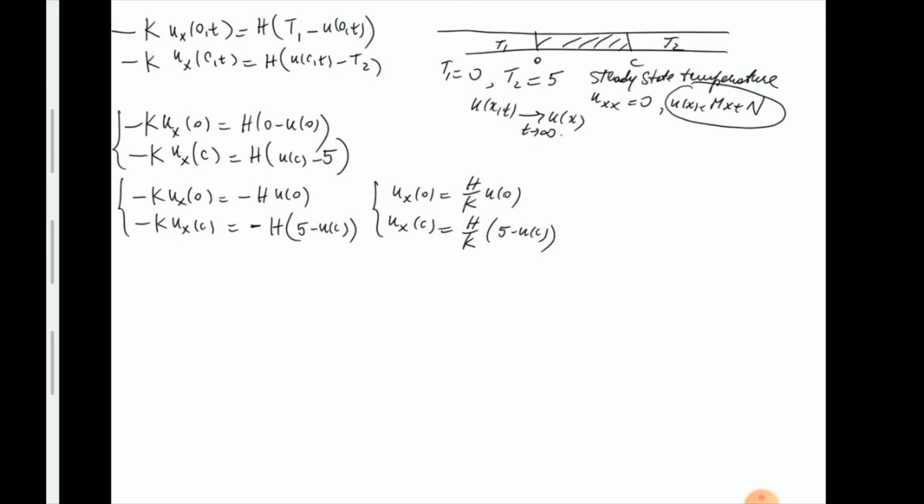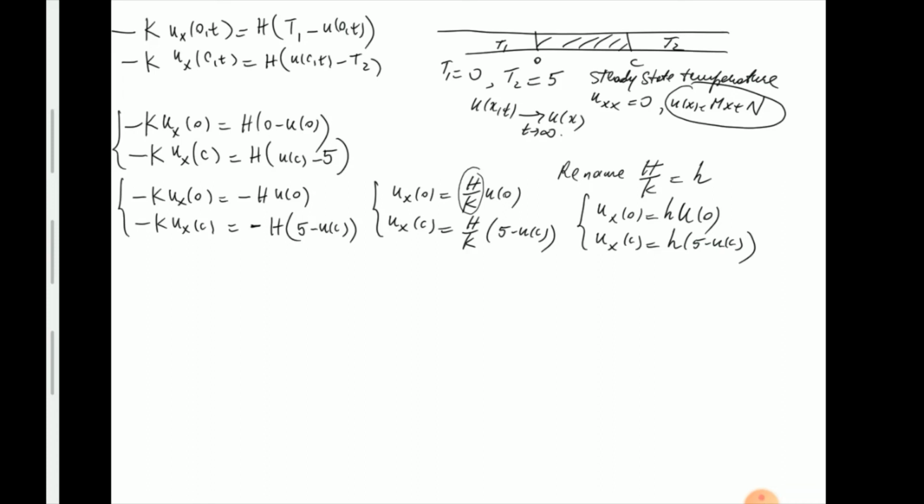There's a similar homework problem to this one, and you should go over this carefully before you do the homework problem. In the homework you're going to have this constant little h, so you can rename big H over K as little h, just to make the whole process more manageable when you write down the conditions. So u_x of 0 equals h u of 0, with little h, and then u_x of C equals little h times 5 minus u of C.